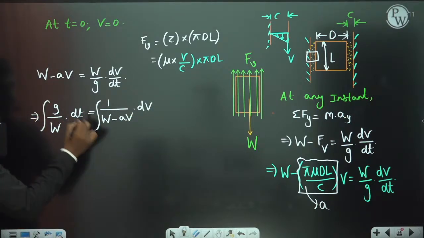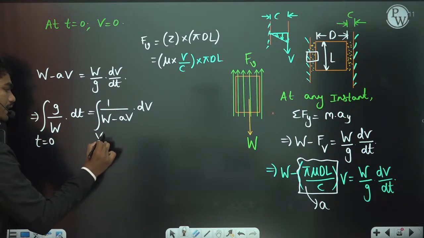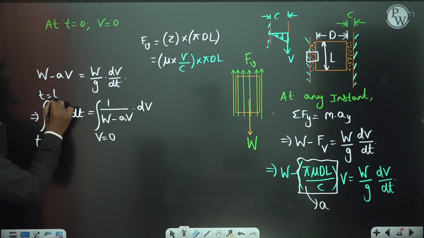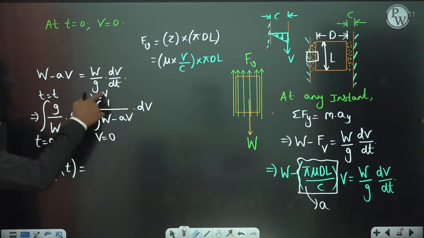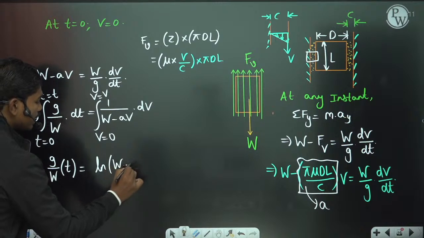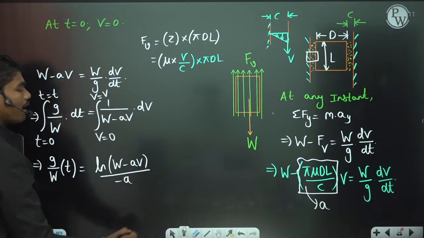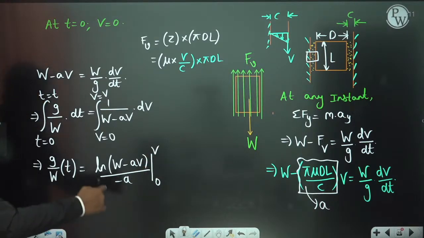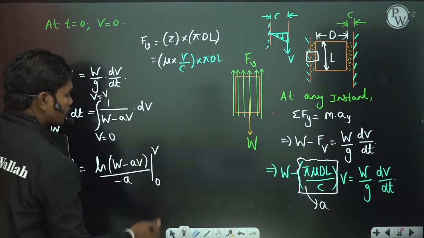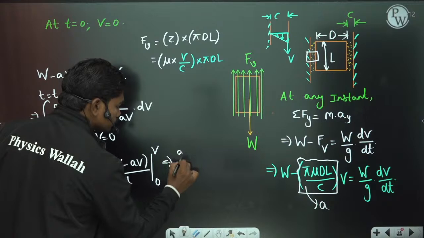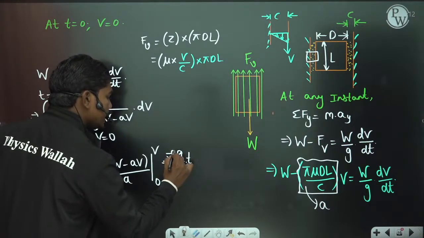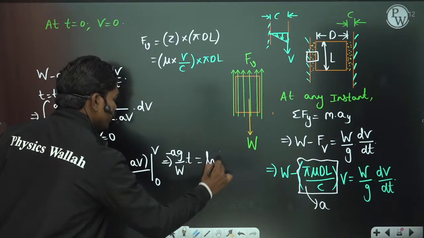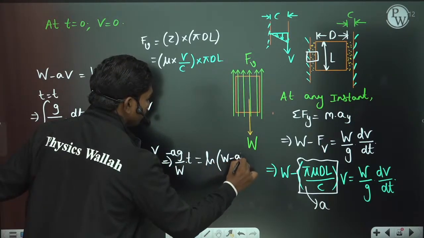Now if you do the integration, initially when time t is equal to 0, velocity V is also 0. When time t is equal to t, after starting of motion, the velocity has got to a value of v. So if you do the integration, g by W times t is equal to the integration of this quantity, which is ln(W minus aV) divided by minus a, within the limits 0 to v. I am trying to generate an expression for velocity v. So minus a can be multiplied to the other side: minus a g by W times t is equal to ln. When you put v here, W minus aV; when you put 0 here, this is W.